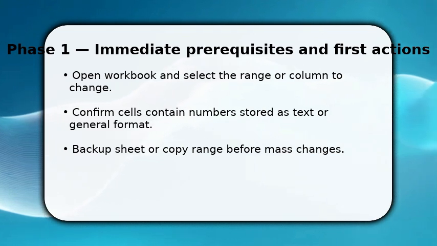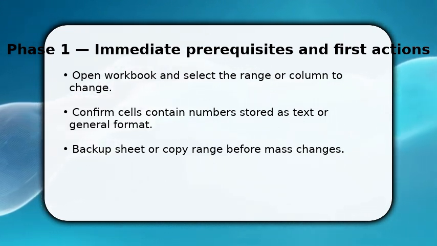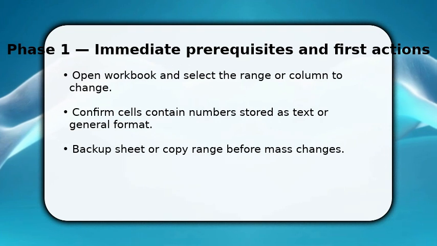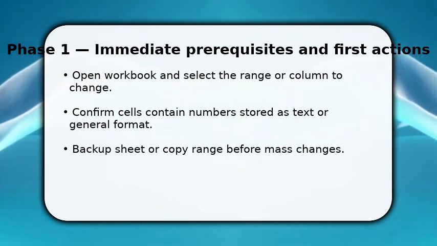You should also copy the range to a new sheet or create a backup, because formatting changes can be hard to undo. Now, with cells highlighted, move to the Home tab and look for number group controls. This is where you'll control decimal display and numeric type.